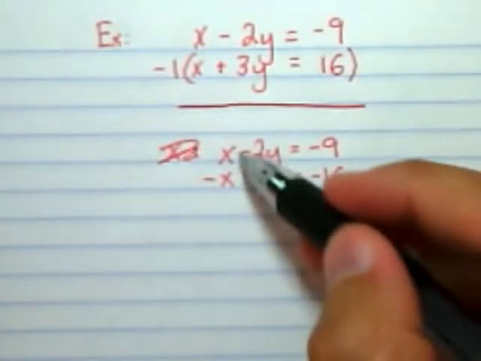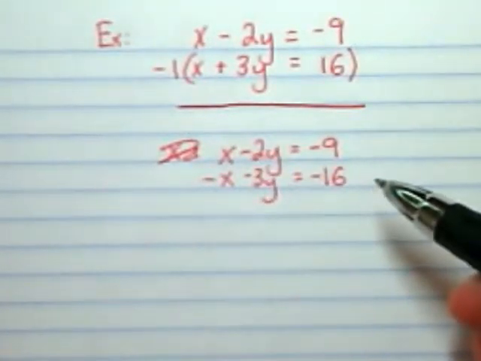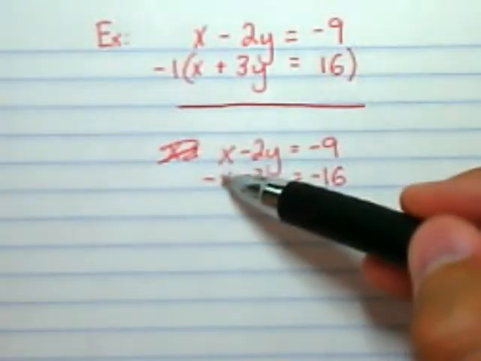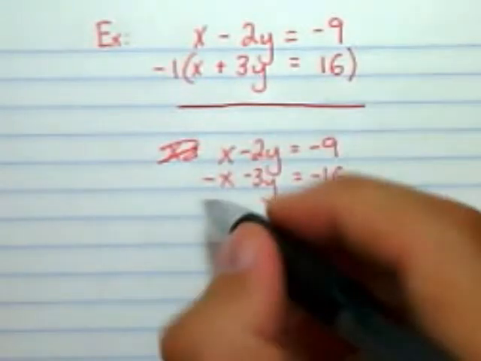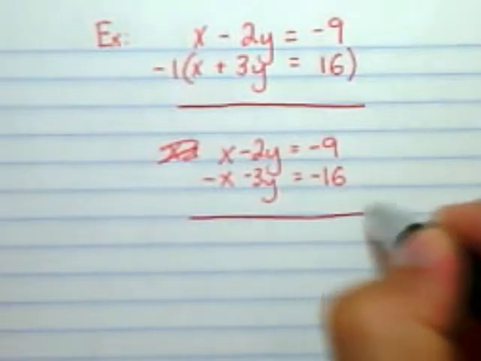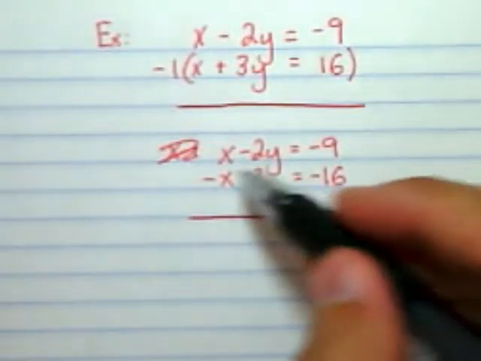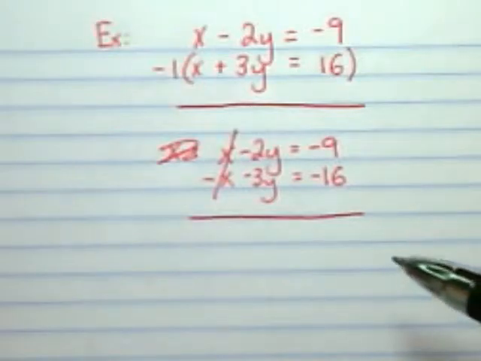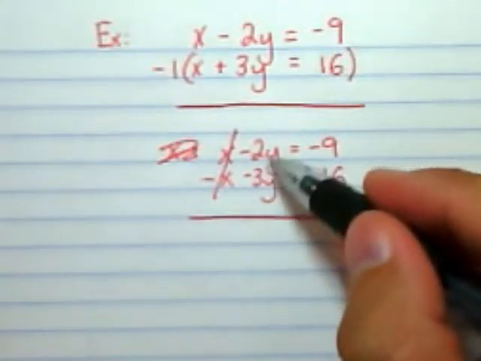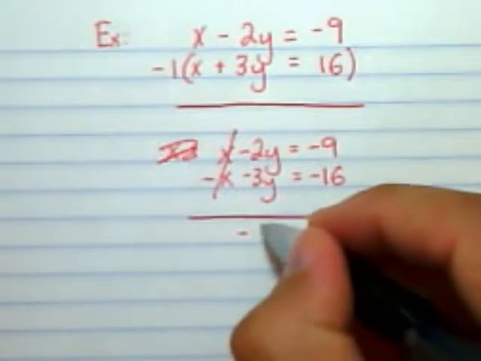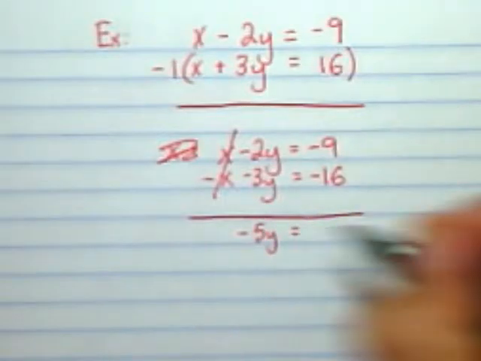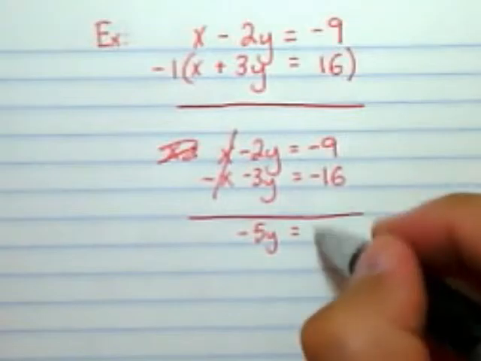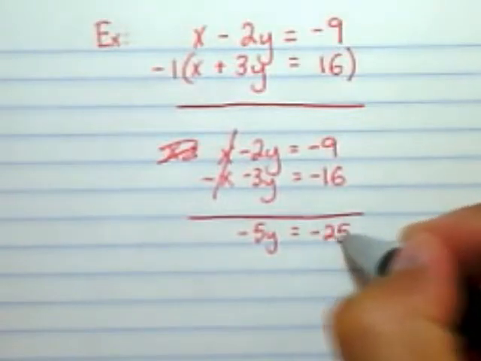So now we can see we can use the elimination method. Do you see why we did that? To make this a negative so we can cancel out and we can eliminate. So now we can draw a line. Well, we know that this is going to cancel out. It's going to be gone. That's good. Negative 2y minus 3y is going to give us a negative 5y. And then negative 9 combined with a negative 16 is going to be a negative 25.